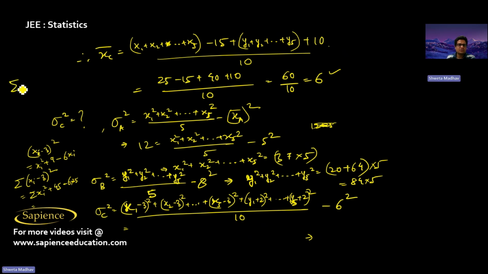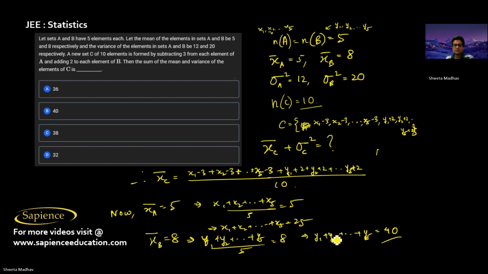And when I do summation (yi + 2) whole squared, that will be summation yi squared plus summation 4, and 4 I have to add 5 times, so 20, plus 2ab, that is 2 into yi into 2, so 4 yi, so plus 4 into summation yi. Now, summation yi is 40.